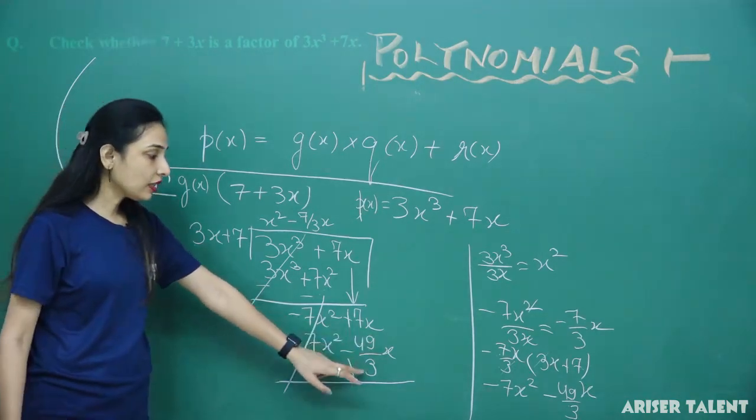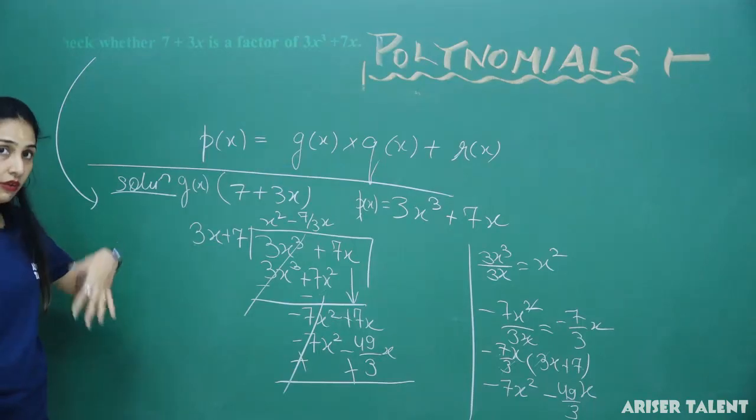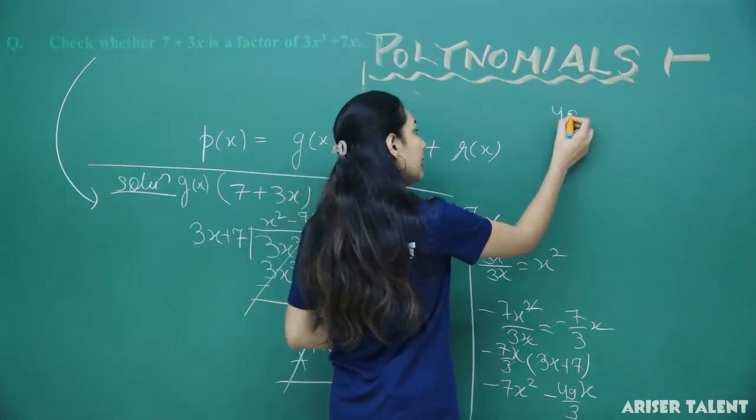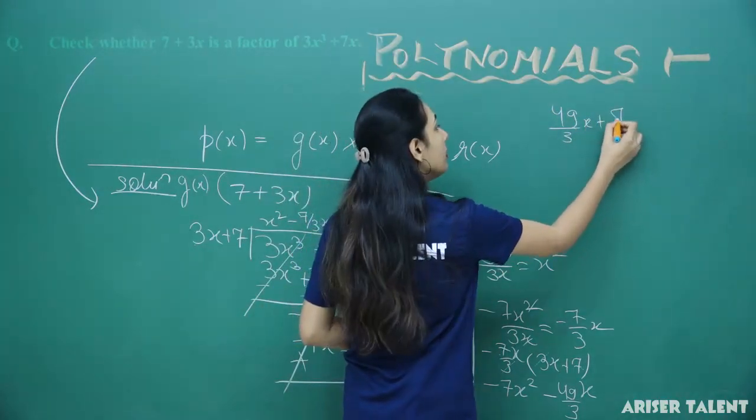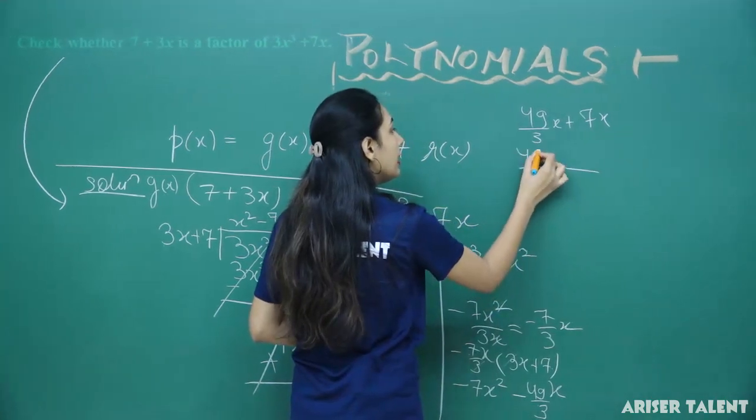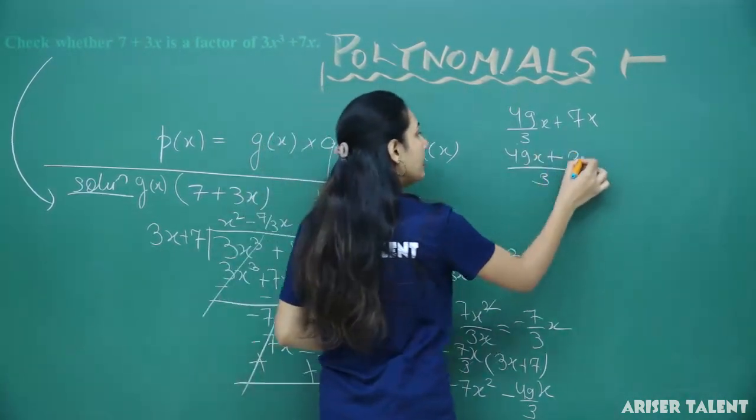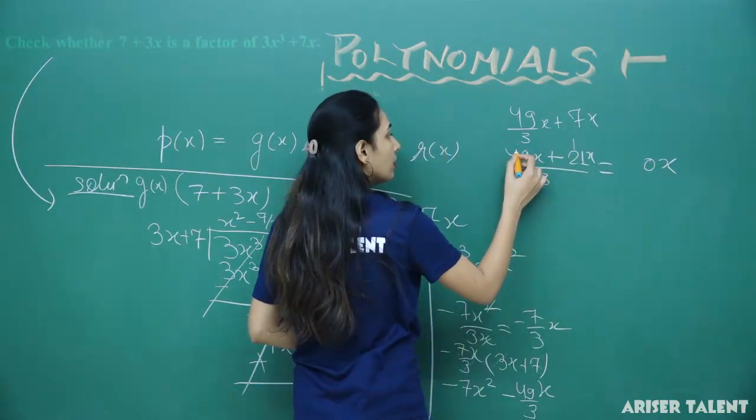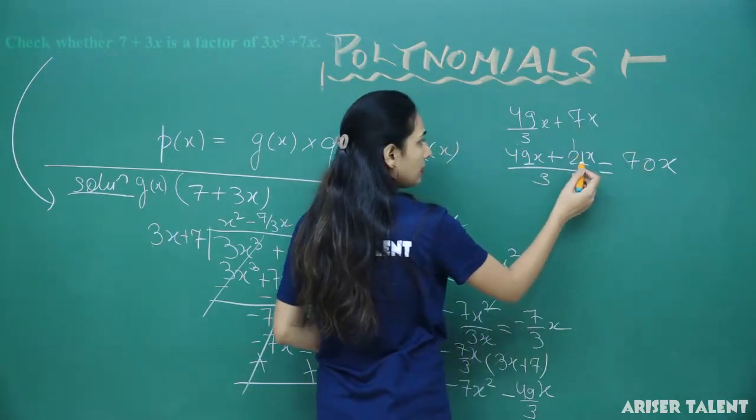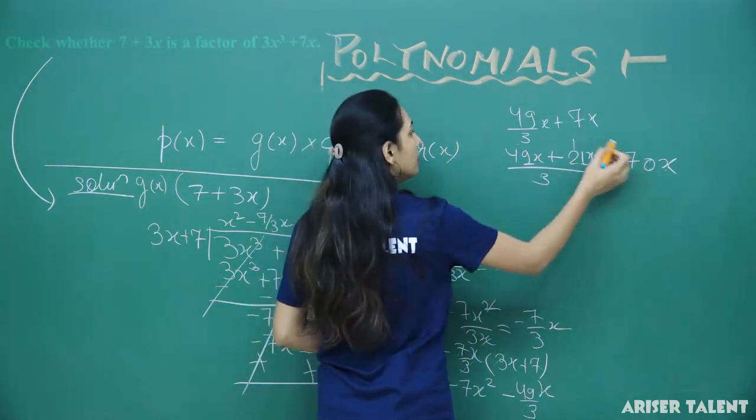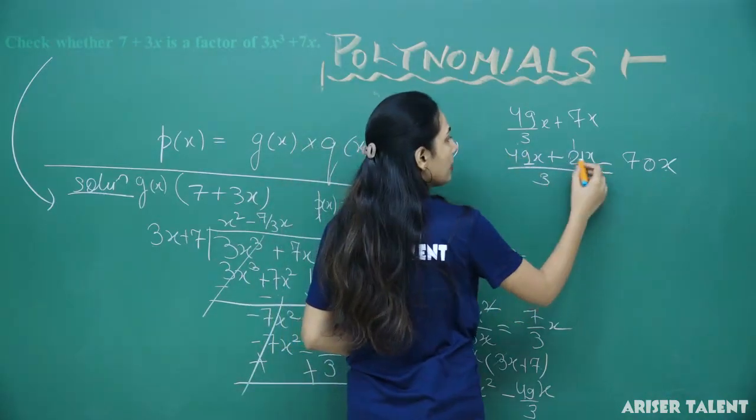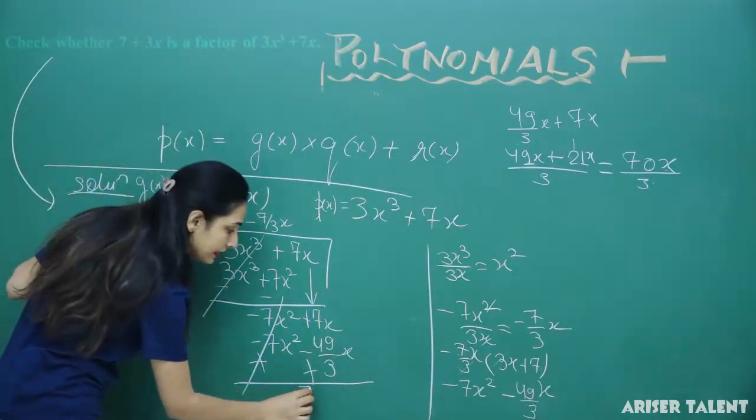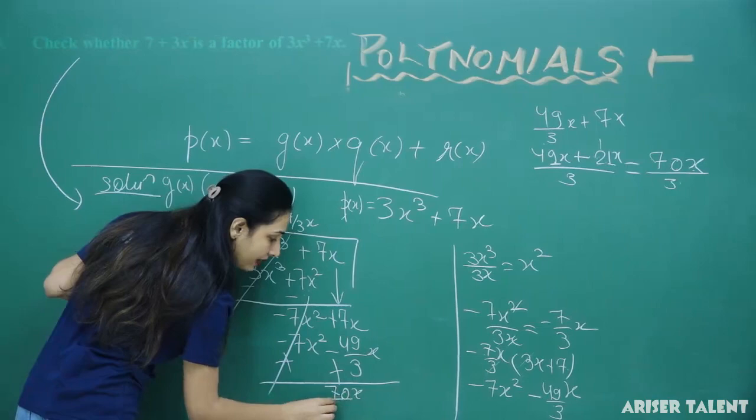Now you are getting a term in x, and this is 1 degree and this is 1 degree, so you have to do it again, okay. So you will get this 49, I am doing it rough here, 49 by 3x plus 7x, so you will get 49x plus 21x, that will give you 70x by 3. Okay, so that will give you 70x by 3.